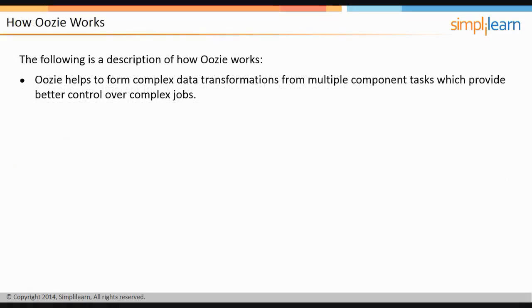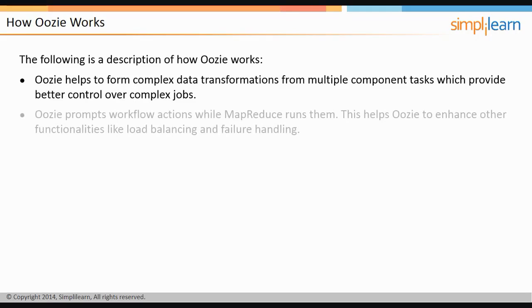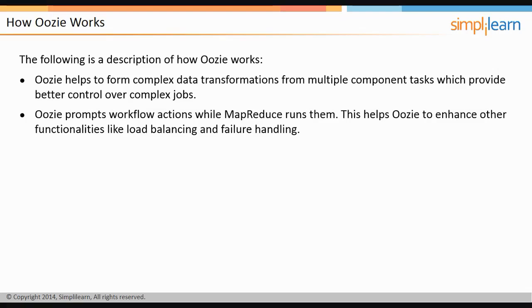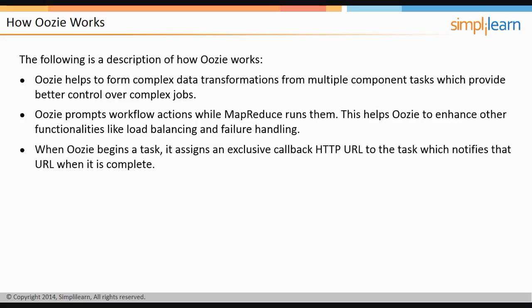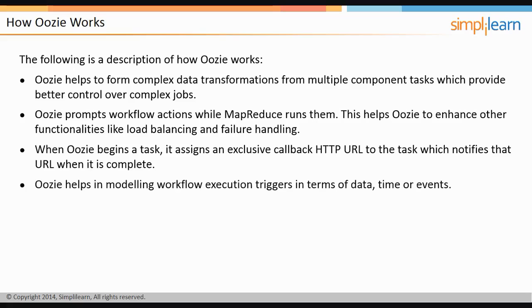Oozie helps to form complex data transformations from multiple component tasks, which provides better control over complex jobs. Oozie prompts workflow actions while MapReduce runs them. This helps Oozie to enhance other functionalities like load balancing and failure handling. When Oozie begins a task, it assigns an exclusive callback HTTP URL to the task, which notifies that URL when it is complete. Oozie helps in modeling workflow execution triggers in terms of data, time, or events.